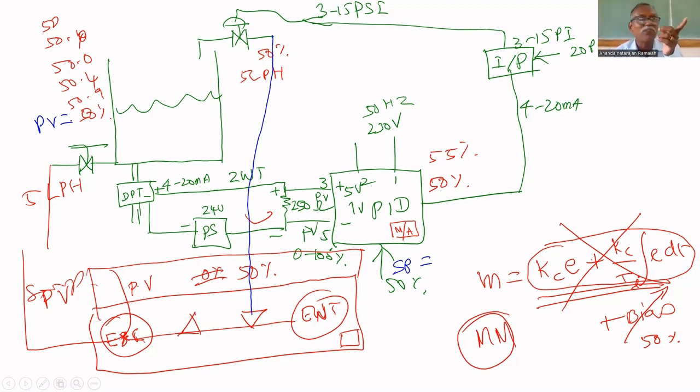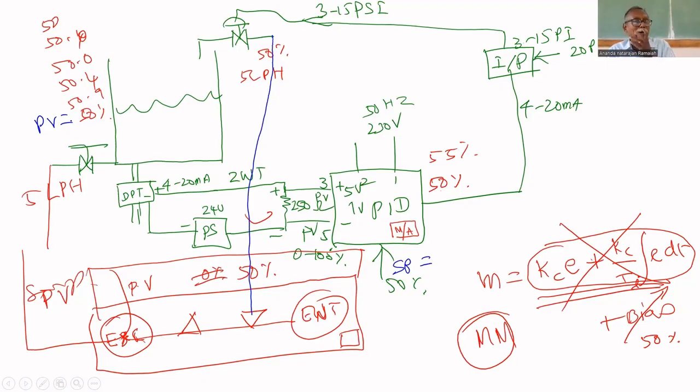In the middle, it will come to 50. No, that time is not steady state. Steady state means it remains at 50. So the process variable remains at 50. Its steady state value is 50. The set point is also 50. The first condition is satisfied: the process is at steady state, and the set point is equal to the process variable. The second condition is also satisfied.